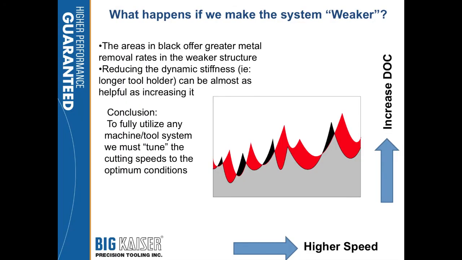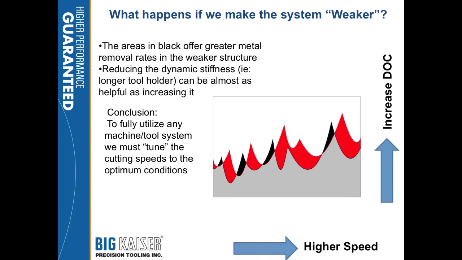What if we make it weaker? Counterintuitive to what you think you want to do, it actually can be a benefit to make it weaker by going to, say, a longer tool. So I reduce my dynamic stiffness, and I see in black the areas where this system, the weaker system, is better than the stiffer system. So it's not always one direction. Any questions on that?